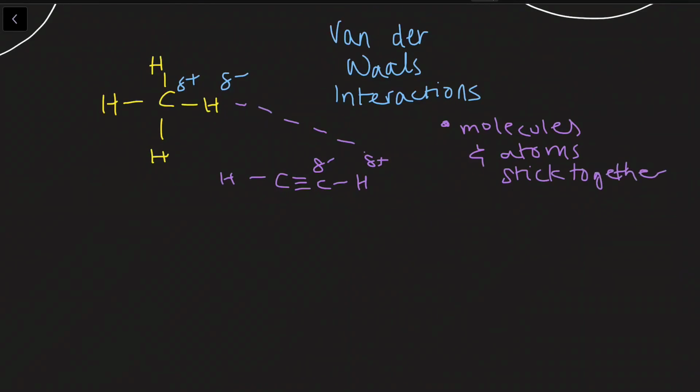Now, these are very weak interactions, but a lot of them at once can be powerful. For example, it's these bonds that help geckos climb up walls. Geckos' feet have tiny hairs to increase their surface area, and all along these hairs, you have van der Waals interactions happening, and that allows them to stick to walls and climb up them.